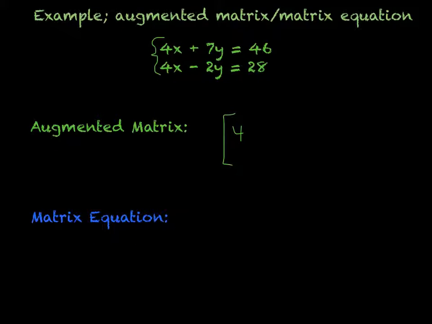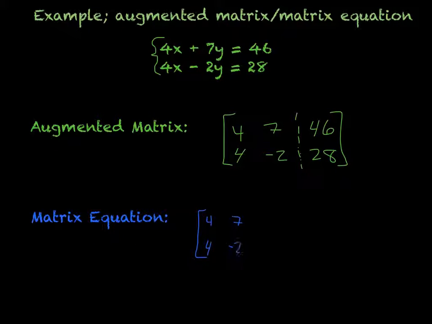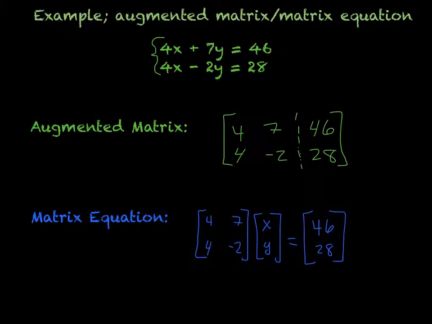So that would be 4, 7, 46, 4, negative 2, 28, and separate where the equal sign is with a dashed line. There's your augmented matrix. And now for the matrix equation, write my coefficient matrix, 4, 7, 4, negative 2, times my variable matrix, x, y, equals my answer matrix, which is 46, 28. And there's your matrix equation.